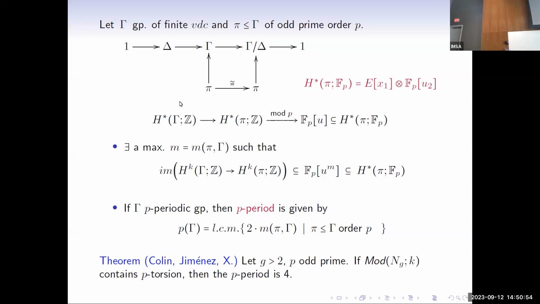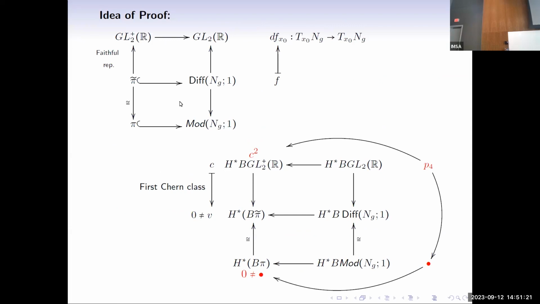And it's a recent result of Nestor Colin, Rita Jiménez, and myself that when the genus is greater than 2 and p is an odd prime, then if the mapping class group of these non-orientable surfaces with marked points contains p-torsion, then the p-period is 4. And the idea to show one of the inequalities is the following. So we're looking at marked points, right?